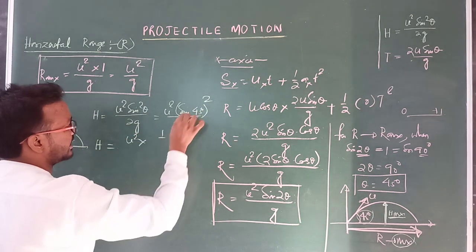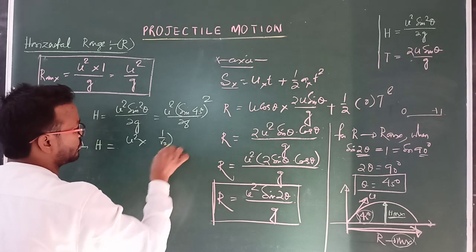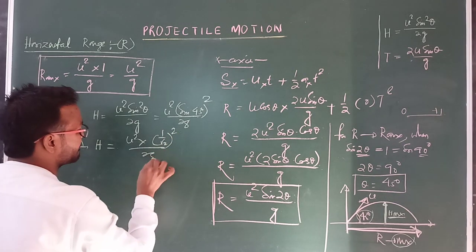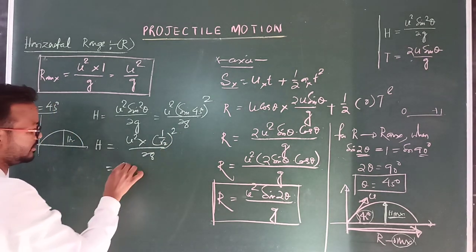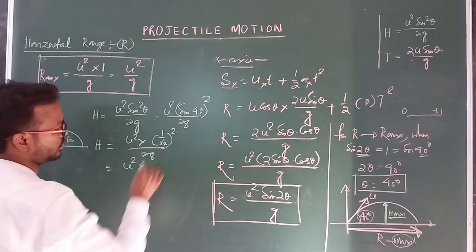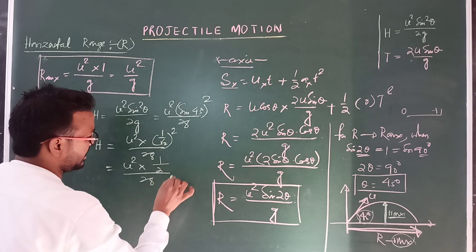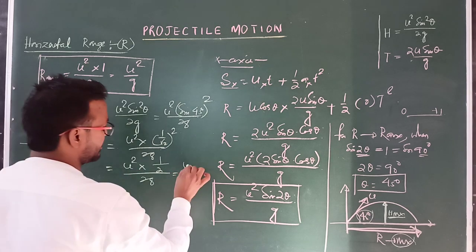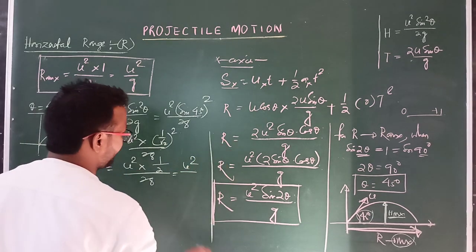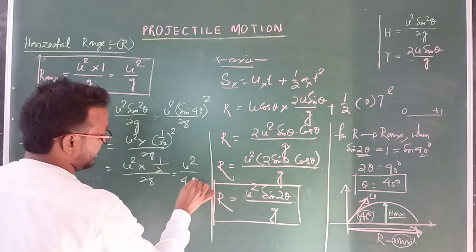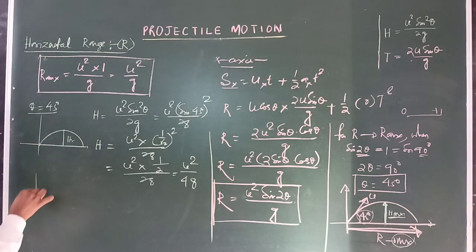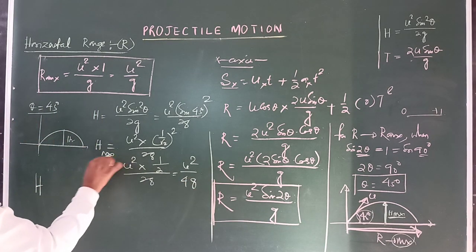Sin 45 degrees is 1 by root 2, and its square is 1 by 2. So u square into 1 by 2 root 2, that means 2 divided by 2g. Then the answer will be how much? That is u square divided by 4g.